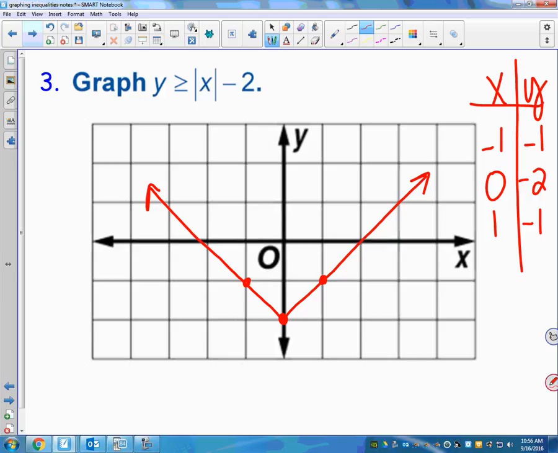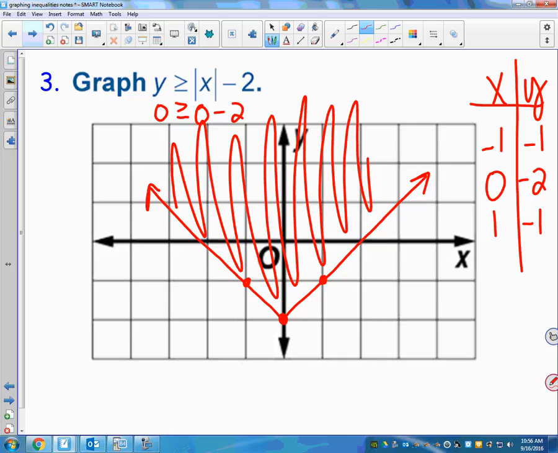So let's plug in 0, 0 and see what happens. If I plug in 0, 0 in here, I get 0 is greater than or equal to 0 minus 2. Is that true? 0 is bigger than negative 2? Yes? So 0, 0 works. So I'm going to shade where 0, 0 is.